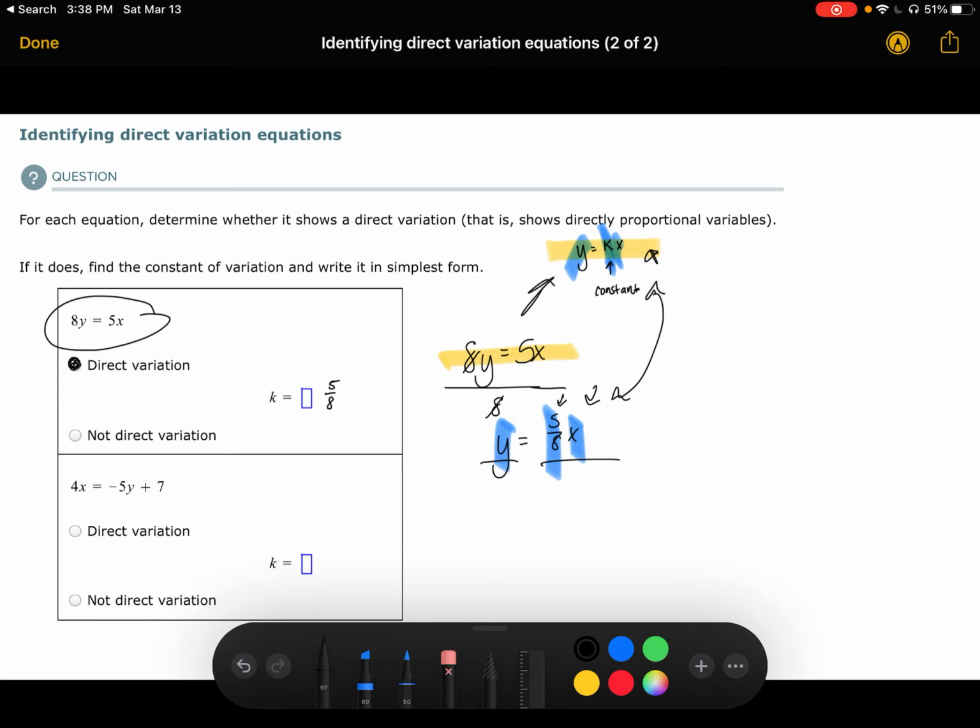Okay, so essentially, for you guys that like steps, step 1, solve for y. Step 2, identify if it is in the right format. And then step 3, identify k, if there is a k. You only need to do step 3 if it is in the right format. Anyway, so that is how you do the first one.